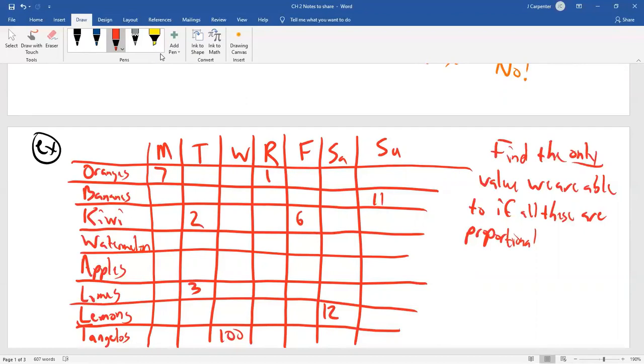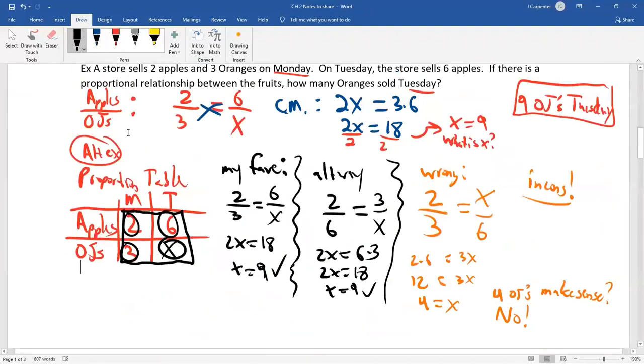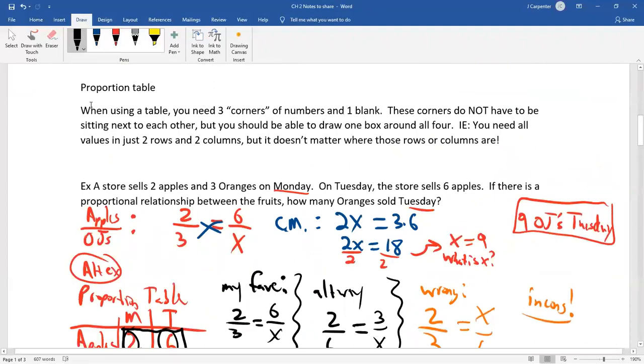Yes, we're good. And you might think otherwise, but we're going to draw a whole bunch of different boxes and we'll ultimately find the one that works. But we'll do them wrong first. So here's the reminder. You need 3 corners and a blank. These corners don't have to be sitting next to each other.